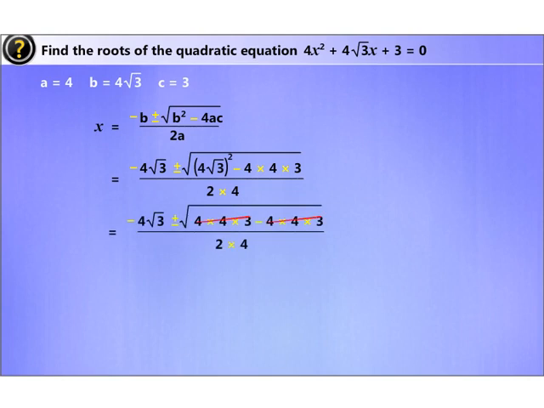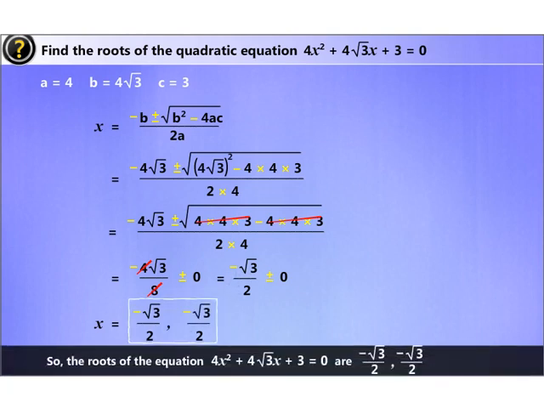x is equal to minus 4 root 3 by 8 plus or minus 0. x is equal to minus root 3 by 2, minus root 3 by 2. So, the roots of the equation 4x squared plus 4 root 3 x plus 3 is equal to 0 are minus root 3 by 2 and minus root 3 by 2.